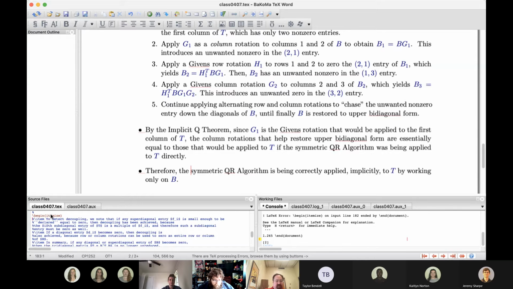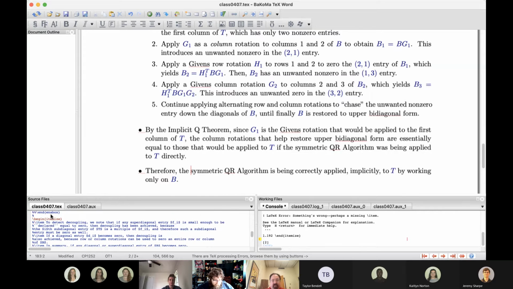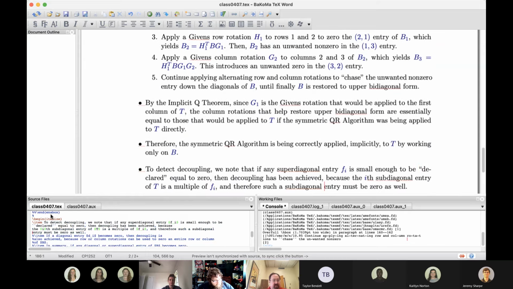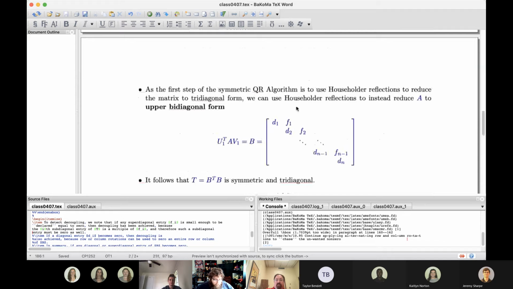So we have to know how to spot it. And fortunately, it's easy to do. If any superdiagonal entry of our bidiagonal matrix B is small enough that we can essentially say it's 0, then we have decoupling, because every subdiagonal entry of T is a multiple of a superdiagonal entry of B. So if one of these superdiagonal entries of B becomes 0, that would cause a 0 subdiagonal entry of T.